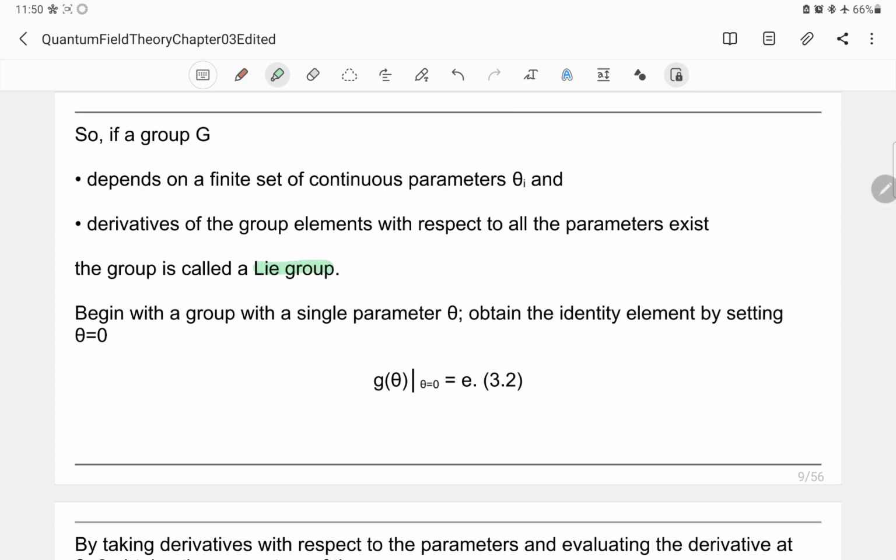So let's check what a Lie group is. Begin with a group with a single parameter theta. For example, just theta as our parameter. Obtain the identity element by setting theta equal to 0. So this is your identity element of the group.